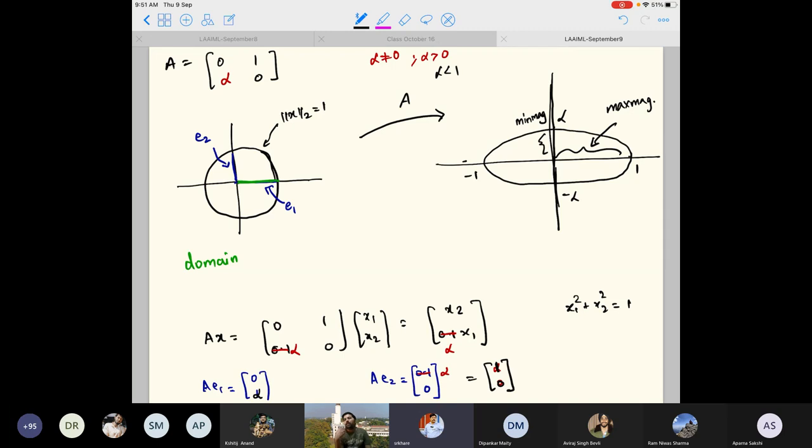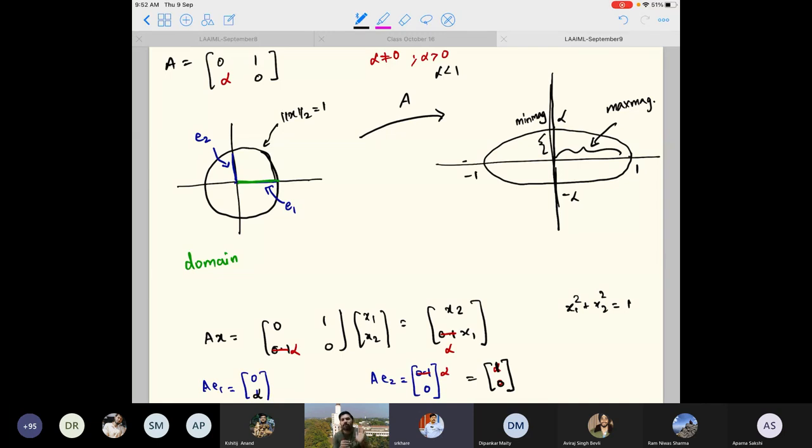Now let us try to relate the concepts that we have learned so far with this figure. So when you take alpha to go to 0, what is really happening? What is really happening between the vectors when you take alpha to go to 0?